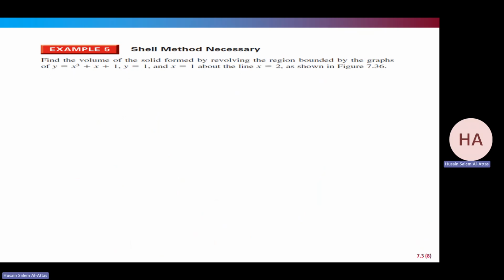Now we'll deal with this problem, which I think in this case, the shell method is not only probable, it's necessary. You need to do it using the shell method. Okay, let me think about the graph and see what will happen. Sometimes there is a figure, but I did not have the figure. So I want the line x equals 2, actually. And at 0, it is 1.